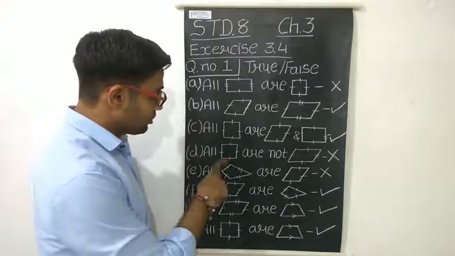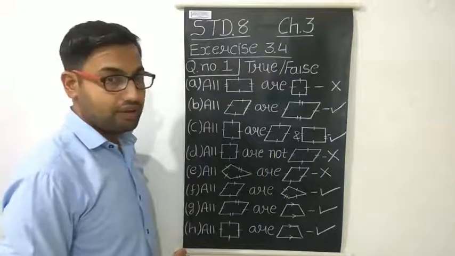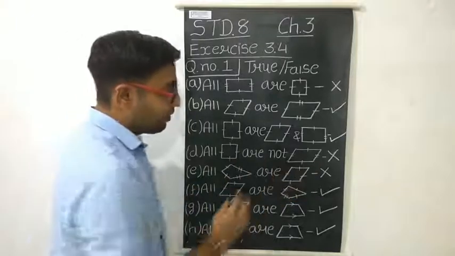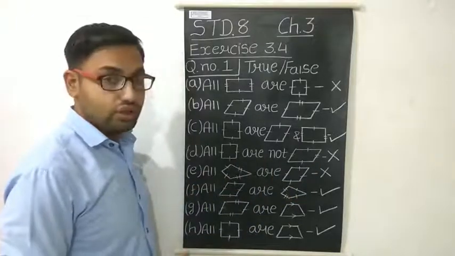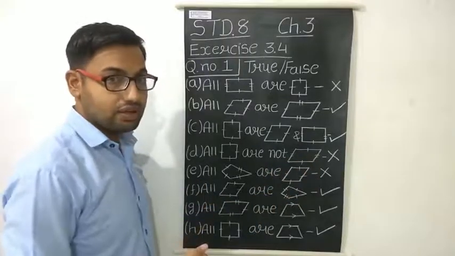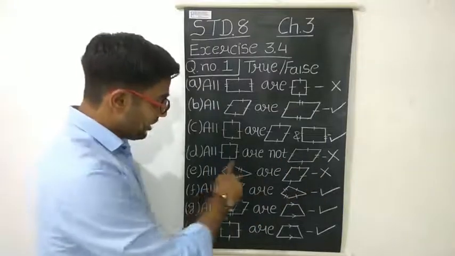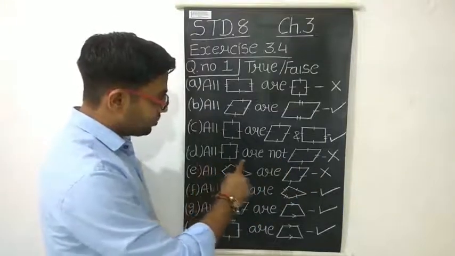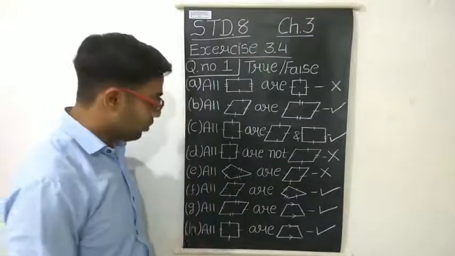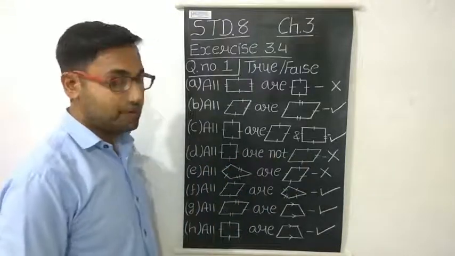D. All squares are not parallelograms. What is the minimum requirement of a parallelogram? It must have both pairs of opposite sides equal and parallel. So yes, all these conditions are satisfied by the square. So this statement states that all squares are not parallelograms, and this statement is false because all squares are parallelograms, right?